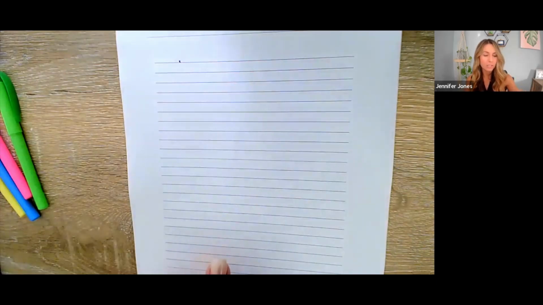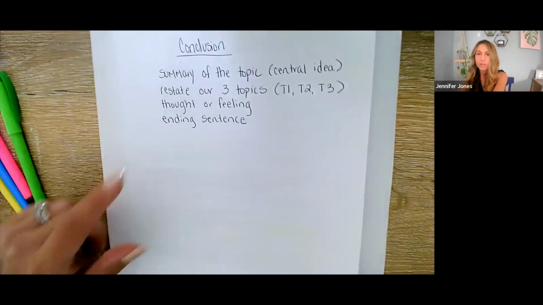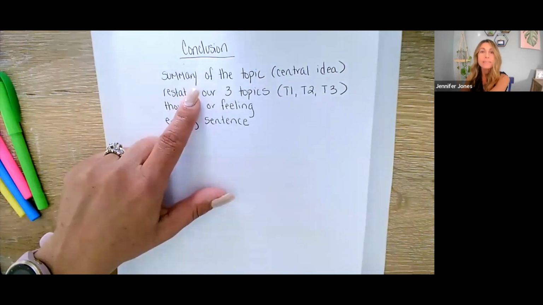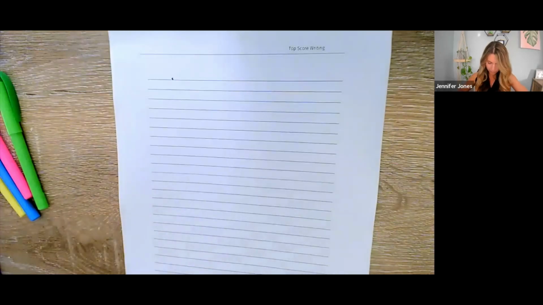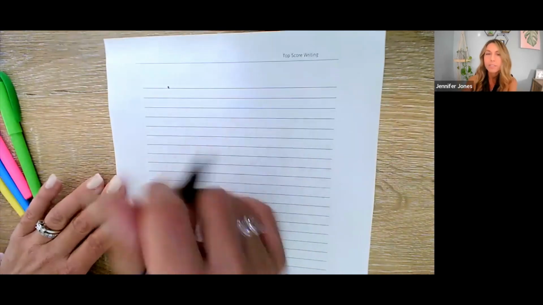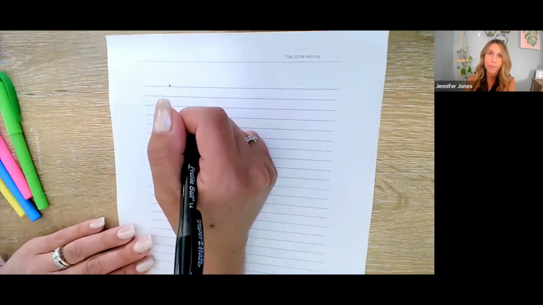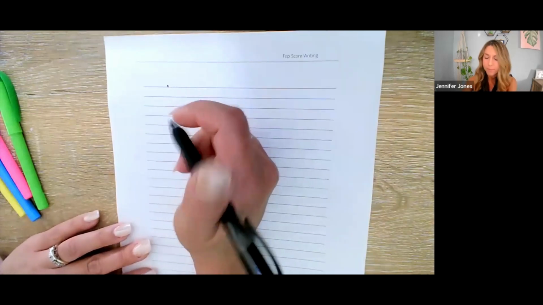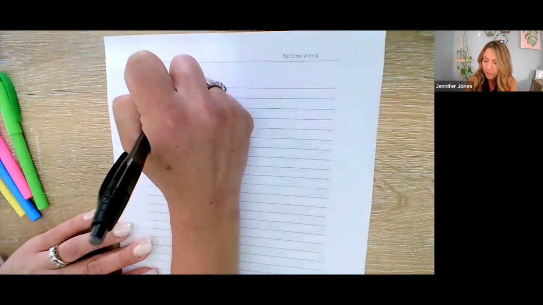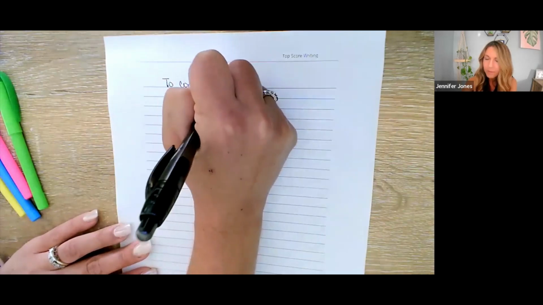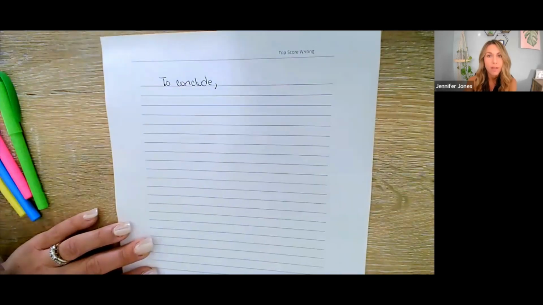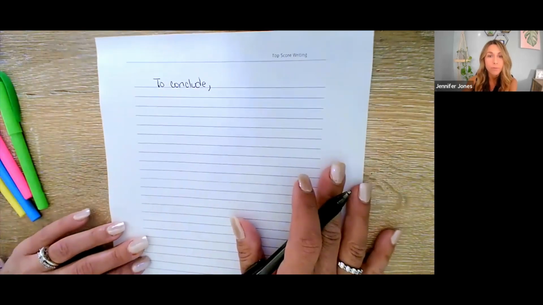All right, so let's get started with our conclusion paragraph. I'm going to get all of my papers organized. Now, what is our very first sentence of our conclusion? A summary of the topic. So I'm going to begin my conclusion paragraph with a transition word. I could start with in conclusion, to wrap it all up, in summary. I think I'm going to start with the transitional phrase to conclude. So I will write my transition and then I will put a comma. Now I am ready to write my summary sentence.